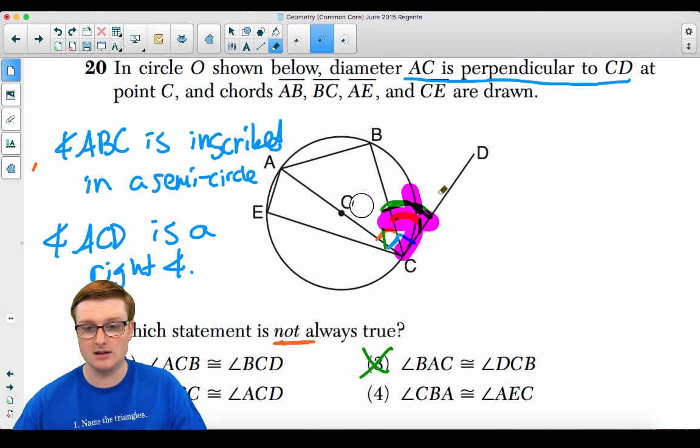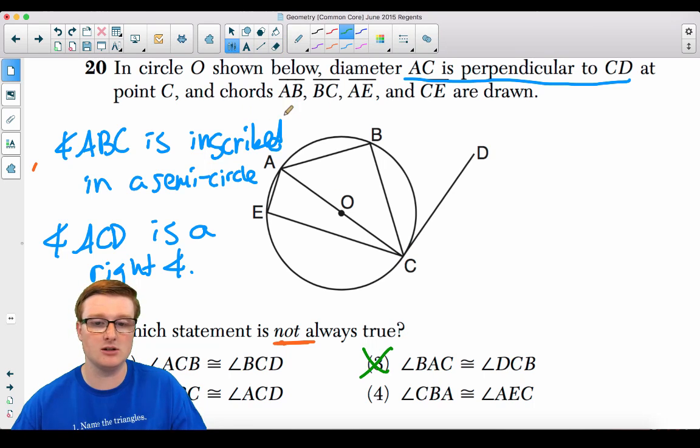Let's keep going. I'm going to clear this off a little bit just so it's a little bit neater. And choice 4, the measure of angle CBA is congruent to the measure of angle AEC. Is that always true?